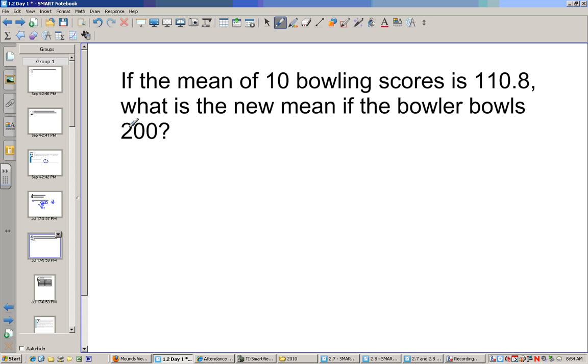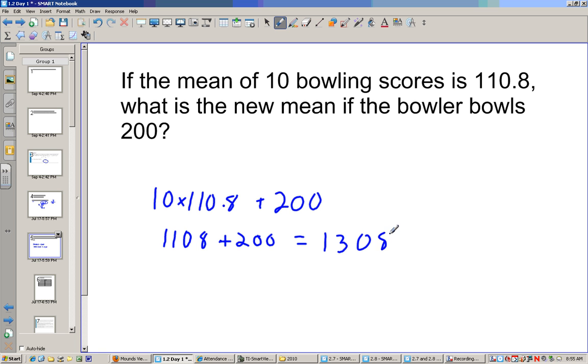If we have a mean of 10 bowling scores to be 110.8, what is the new mean if the bowler bowls a 200? Well, we have 10 times 110.8, and then we add a 200 to it. So if we want to find the total number of scores, this is 1,108 plus 200, which is 1,308. Now if we divide that by how many games he's played, because we have 10 plus 1, which is 11.